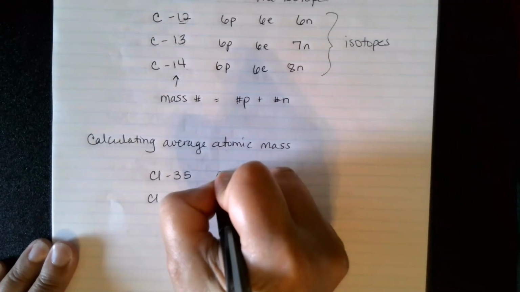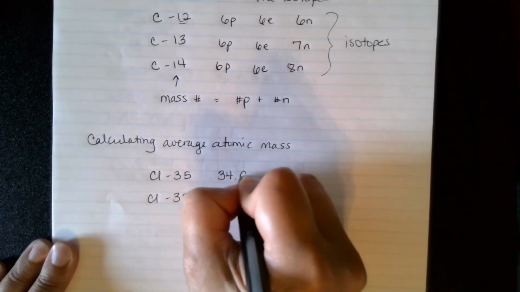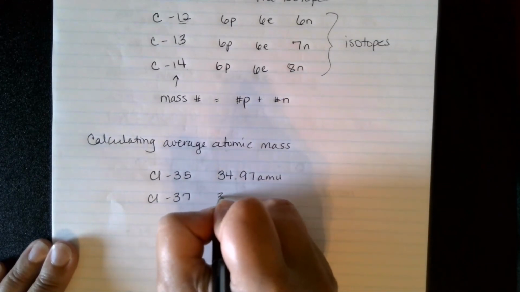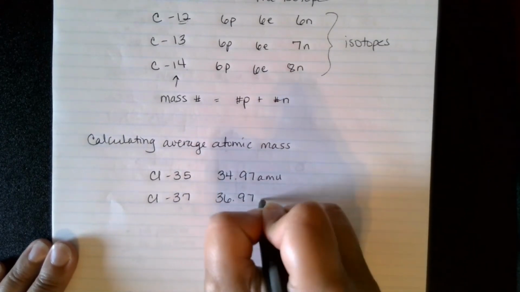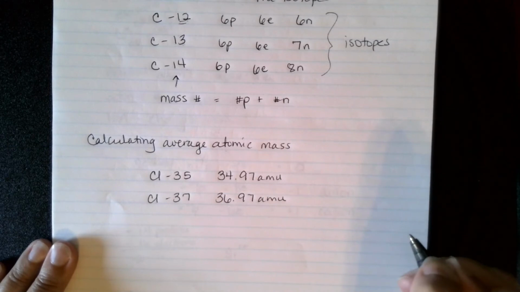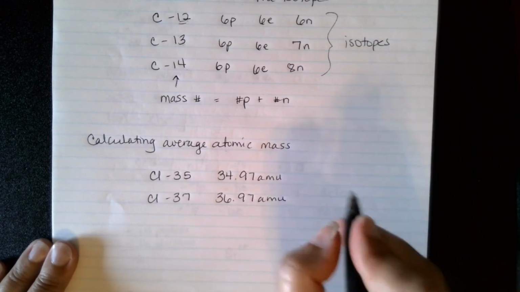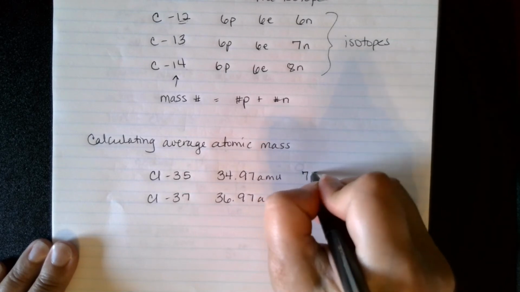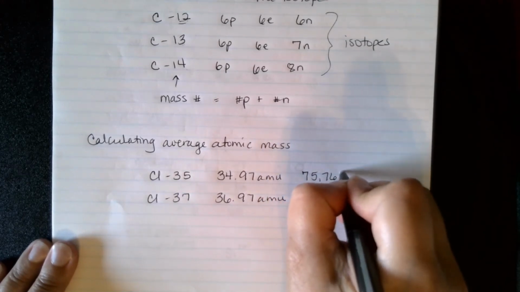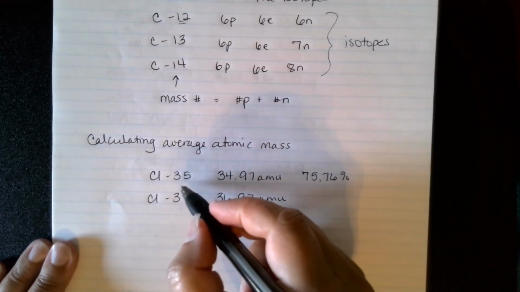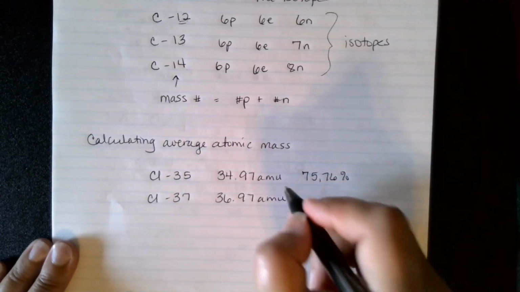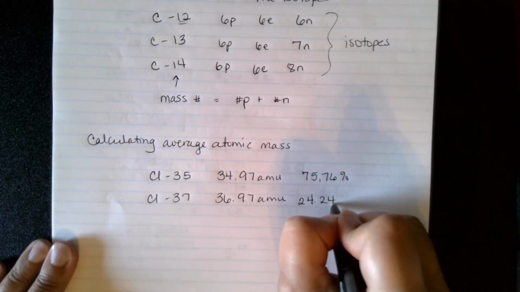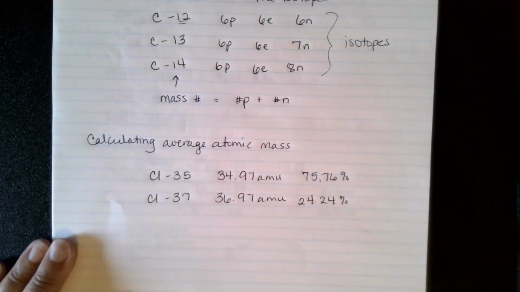The 35 has an actual mass of 34.97, and this is 36.97 atomic mass units. Okay, in addition, they're going to give me the percent abundance. So it means if I would dig up a sample, in this case, 75.76% is the isotope that's chlorine-35. The other percentage, the rest of it, is the chlorine-37.